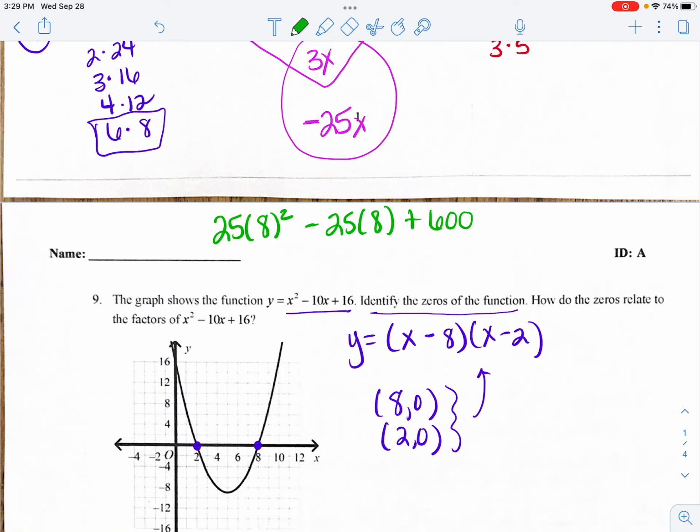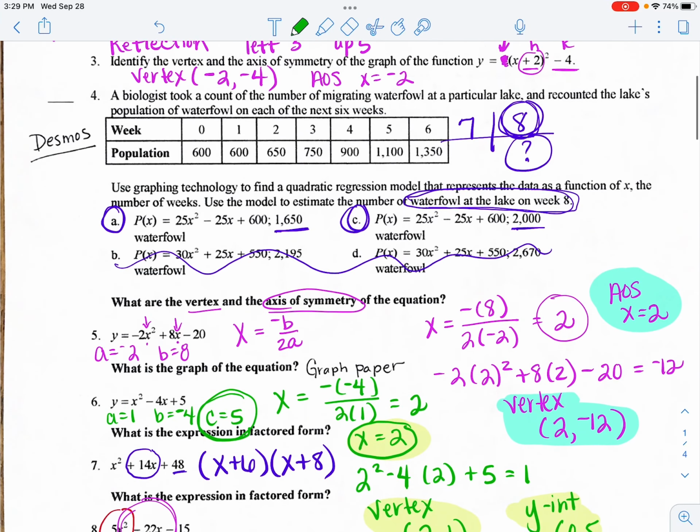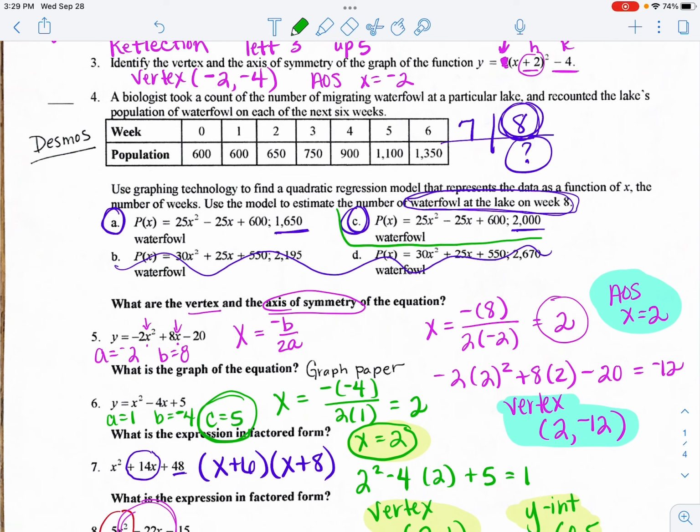So I just plugged it in, and you work it out, and you get 2,000 for this one. So the answer is C. At week 8, according to this regression model, there should be approximately 2,000 waterfowl at that lake.